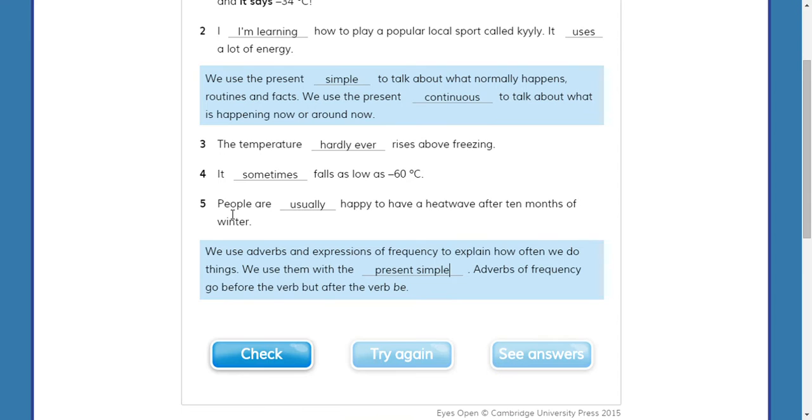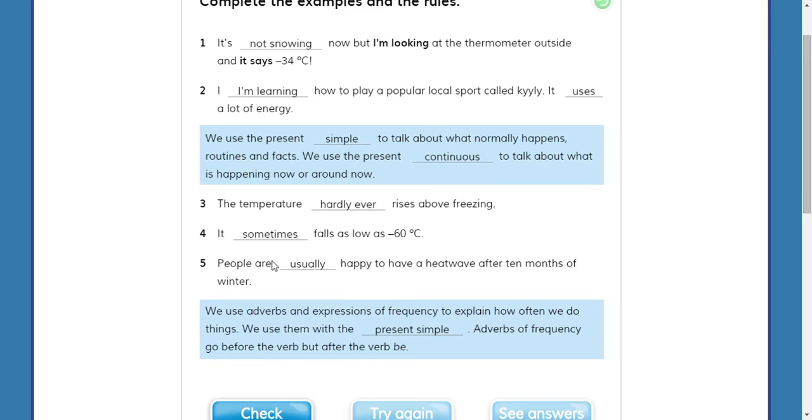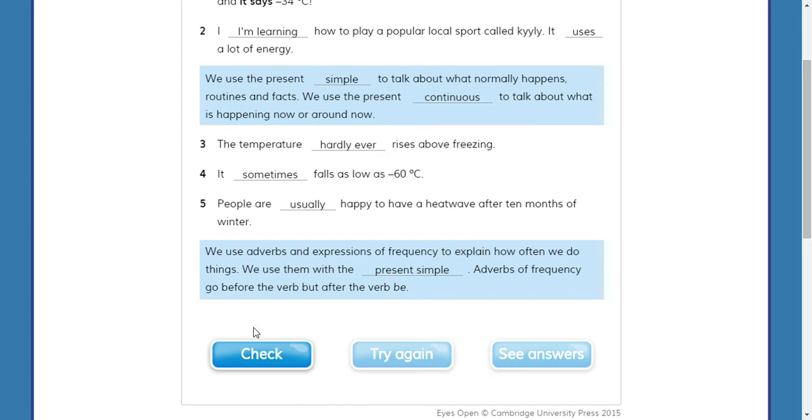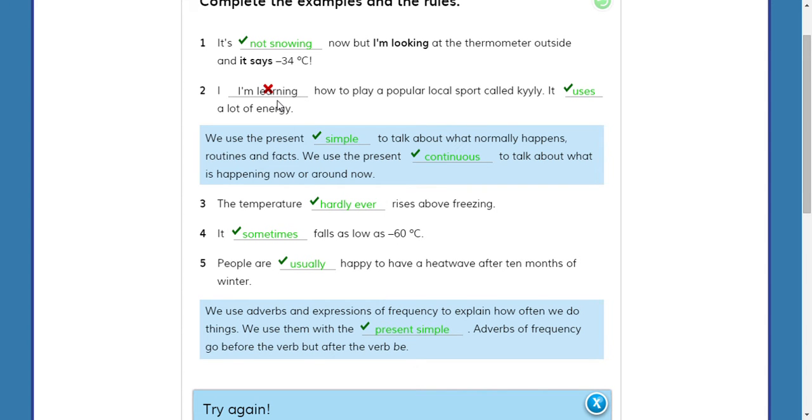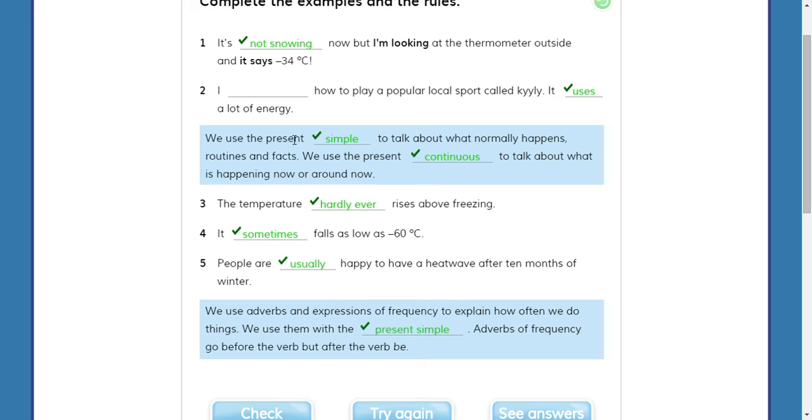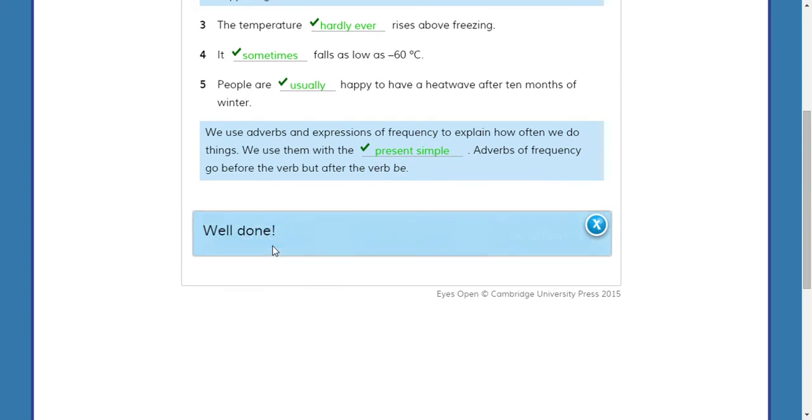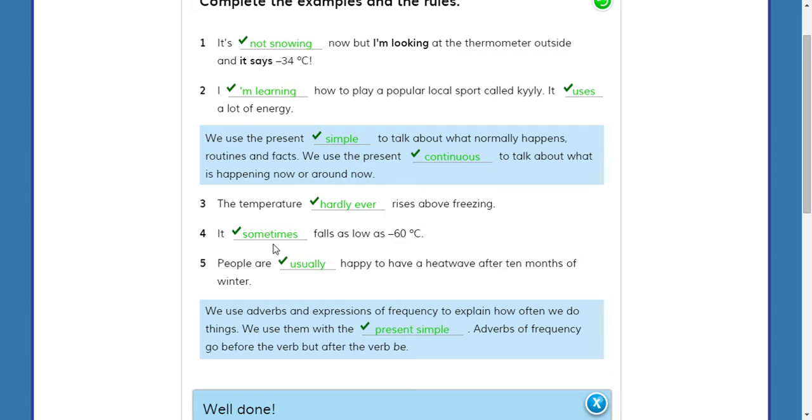Be careful. Now let's check. Maybe there is a mistake. Okay, let's check your answers. 1, 2, 3. Oh, there is a problem here. Maybe I was wrong. Let's see, maybe there is a mistake. Learning. I wrote I, no, I repeat the pronoun. I'm learning. Now it's okay. Let's review.